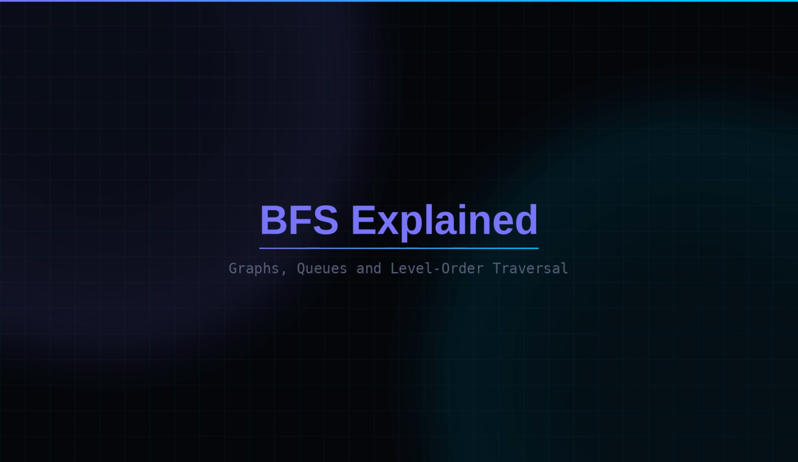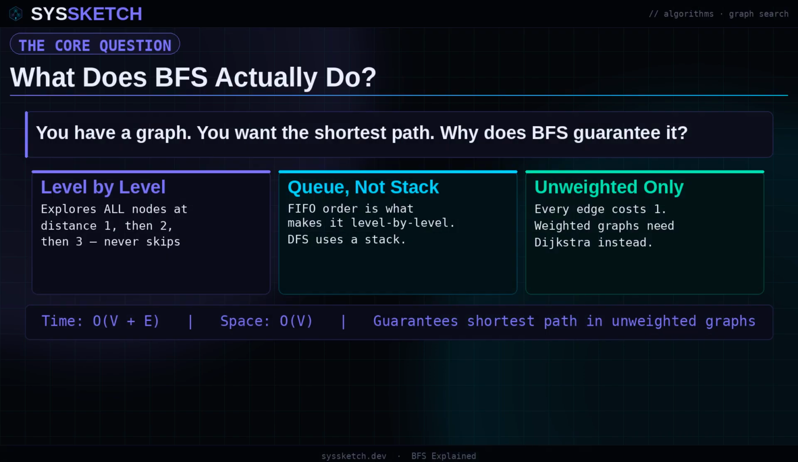It is called breadth-first search, and in the next 10 minutes you will understand exactly what it is doing, why the queue is the critical piece, and why the algorithm is mathematically guaranteed to find the shortest path in an unweighted graph. Let us start with the core question.